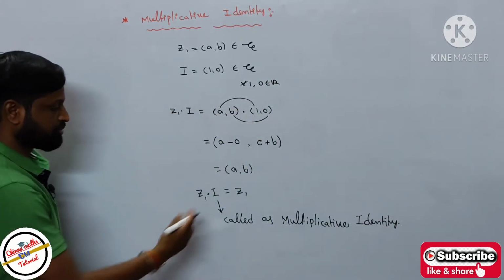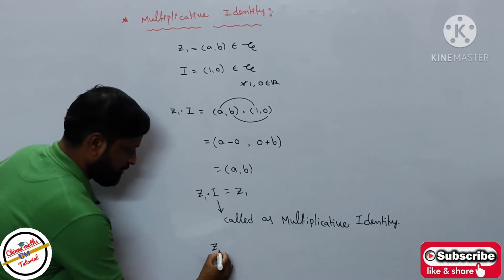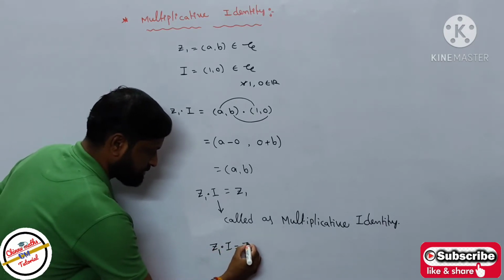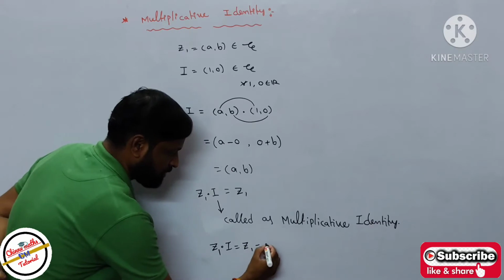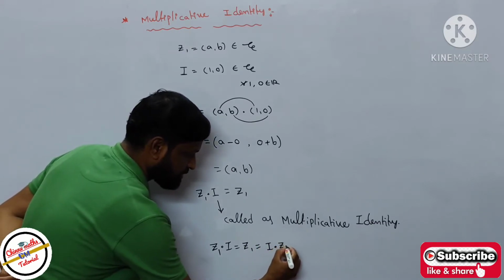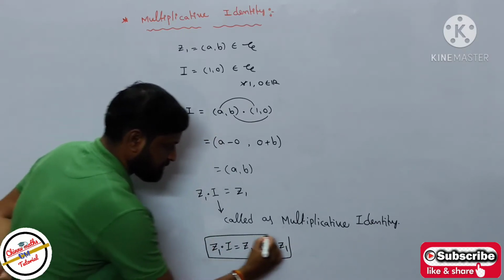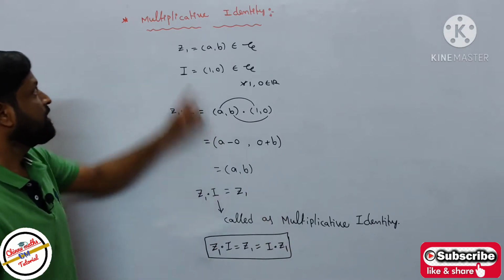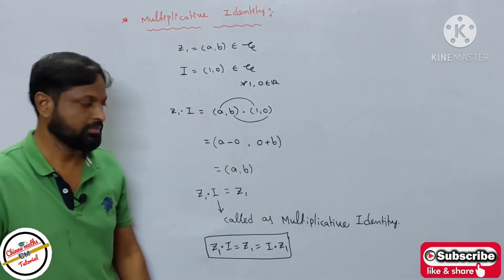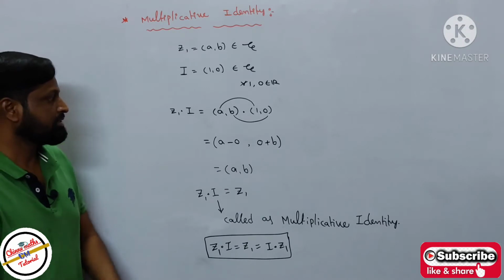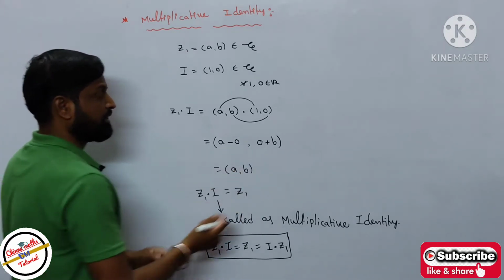Multiplicative identity. This property can be written as Z1 times I equal to Z1, which is equal to I times Z1. So here I is called the multiplicative identity. Okay, clear. Let's see, one thing is important.